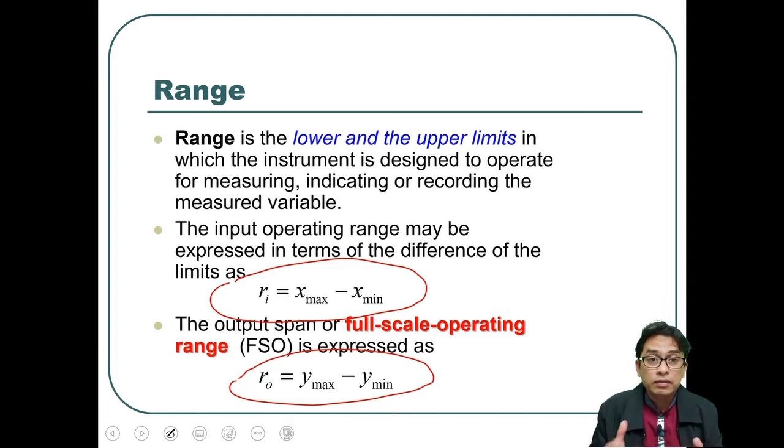Ro is what we call the full scale output, and Ri is what we call the full scale input. This is relevant to what we will discuss after this, which is the error.